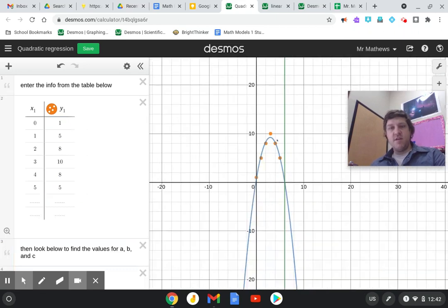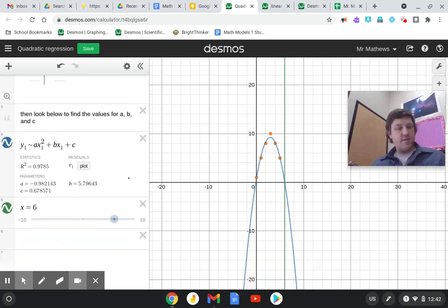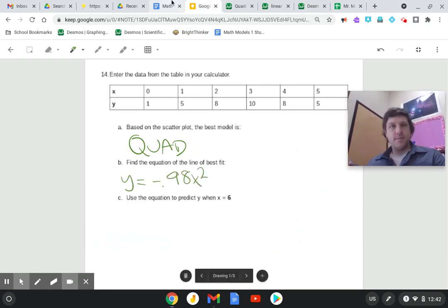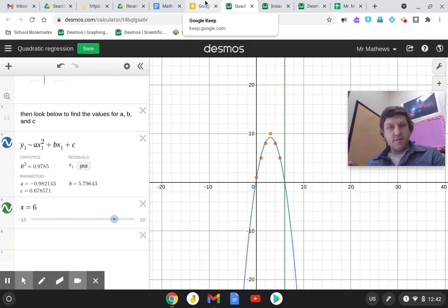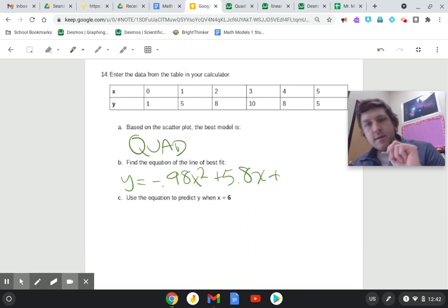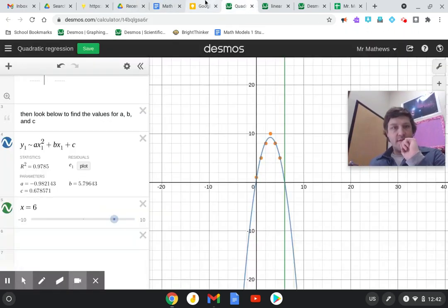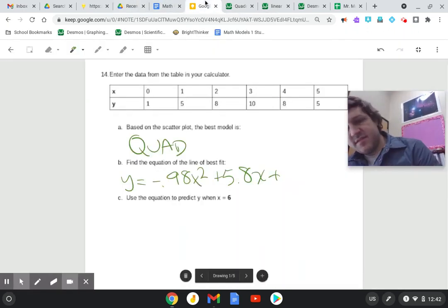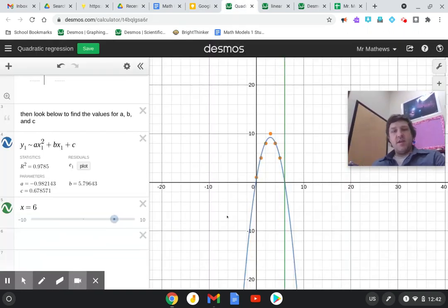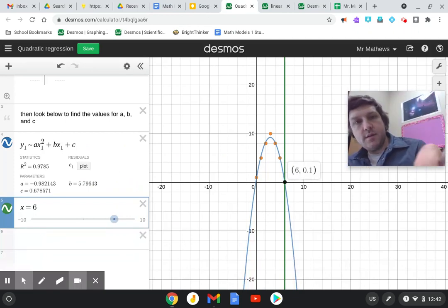1, 5, 8, 10, 8, and 5. So we have these values here. We have our graph. The graph has an A, B, and C value, negative 0.98 x squared plus 5.7 or 5.8 x plus 0.68. And then we want to know where X equals 6, which is already on here, which is nice. And it actually equals 0.1.